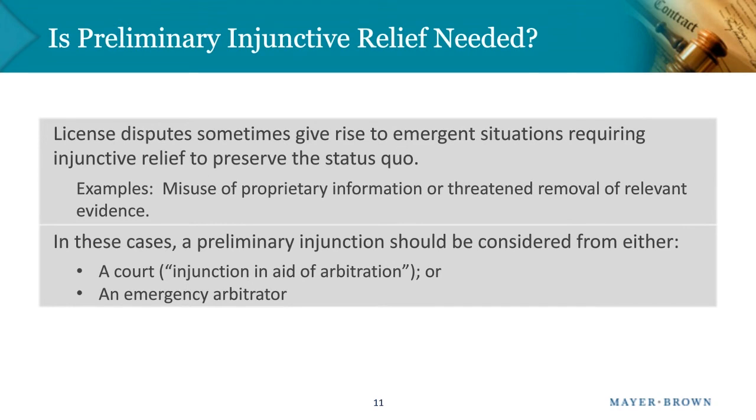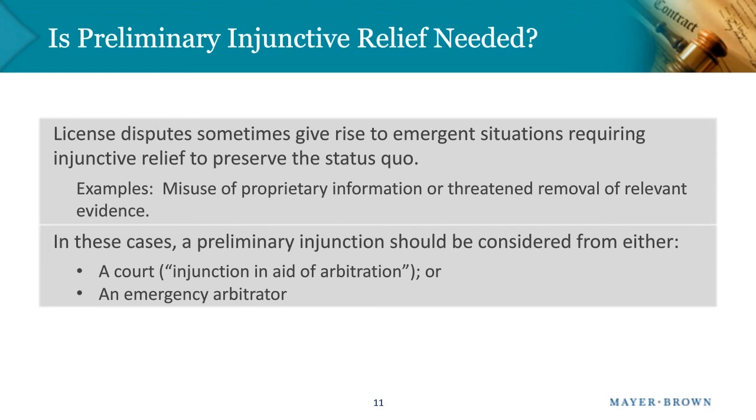A second critical strategic decision focuses on whether preliminary injunctive relief is needed. License disputes are particularly prone to emergent situations requiring injunctive relief to preserve the status quo before an arbitral tribunal has been constituted. We identify a couple in this slide: the misuse of proprietary information, for example, or the threatened removal of relevant evidence, or, more commonly, a licensee who has failed to fully comply with the audit requirements. In this type of situation, you should consider two possible options. The first is injunctive relief from a court.